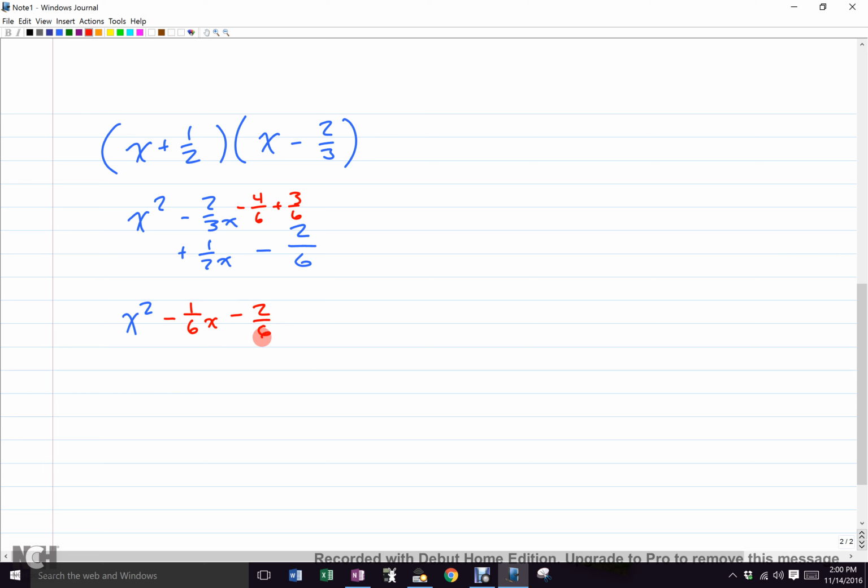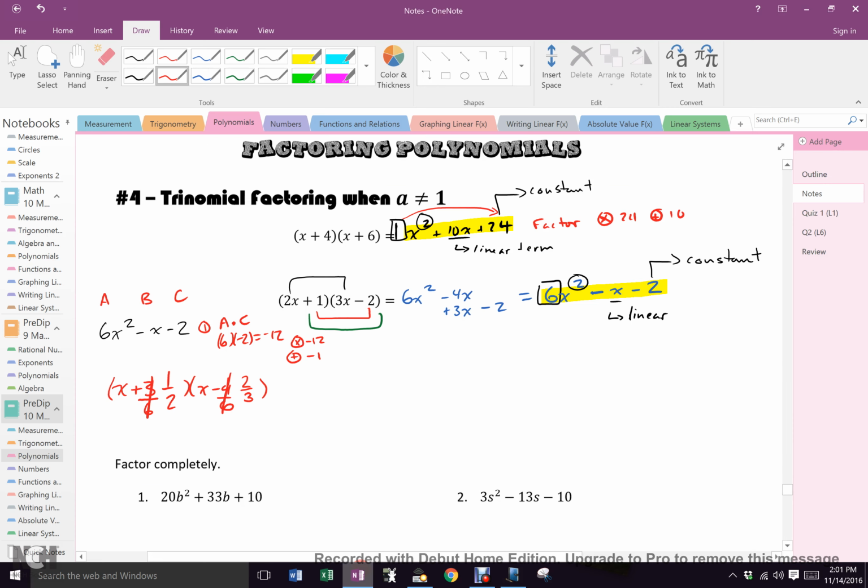Does that look like a trinomial that we are happy with? What about that trinomial makes us go, ugh? Fractions. How do I get rid of divided by 6? Multiply by 6. What's 6 times x squared? 6x squared. What happens to these 6's? Cancel, leave me with negative x. What happens to these 6's? Cancel, leaves me with negative 2. Good gravy. Does everybody see what happened there?